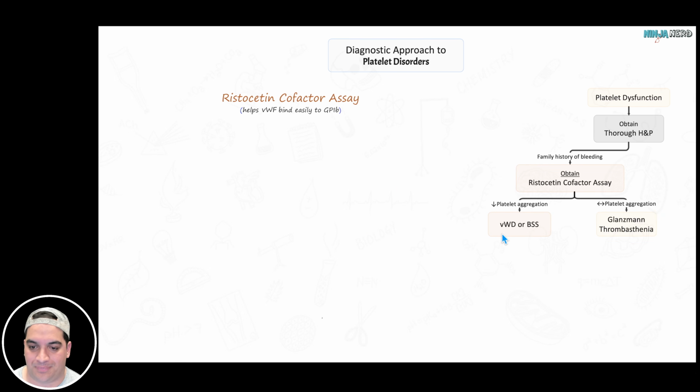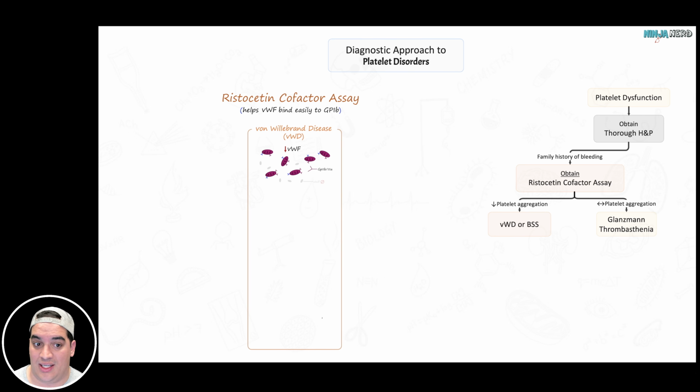Now let's explain this. What we do is we use ristocetin. Ristocetin is basically a molecule that can help bind von Willebrand factor and GP1B. So if I give a patient who has von Willebrand disease ristocetin, well, ristocetin is supposed to bind to what? Von Willebrand factor and glycoprotein 1B and facilitate that connection.